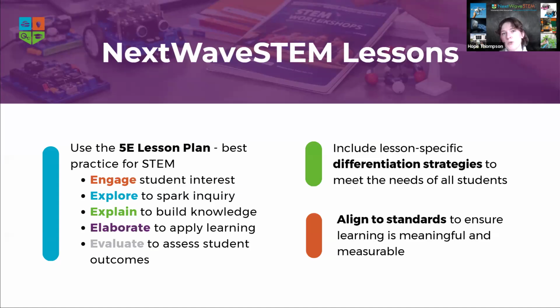Elaborate is where students are going to do the bulk of their learning. And this is where we're going to apply what they've made sense of to what they were questioning and exploring in the earlier sections of the lesson. So this might be where students engage in a new challenge or apply their learning to an ongoing project or question that they've asked. And evaluate is when we'll come back together to assess those student outcomes.